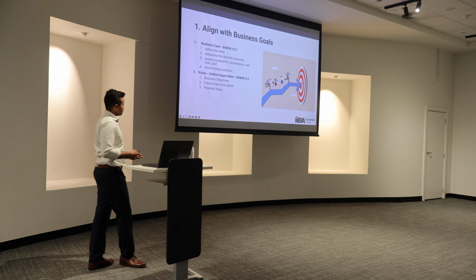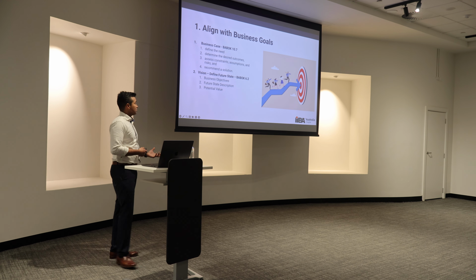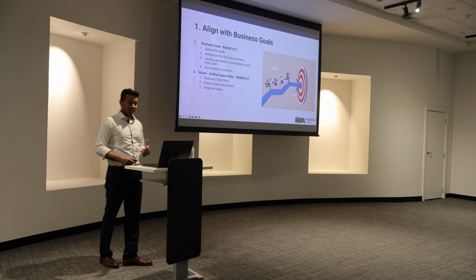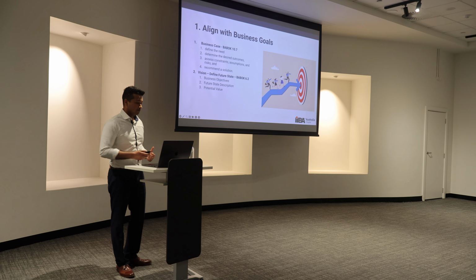Mission, level 6.2, gives us 3 good tools. Again, future state description can go on and on and on, but as long as you've got the high level at least to start with, build on from there.